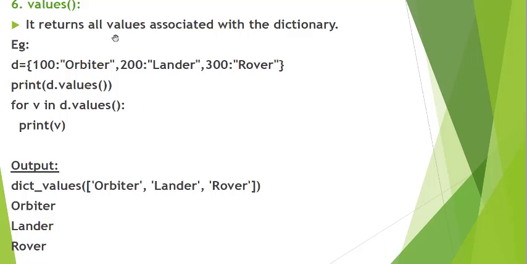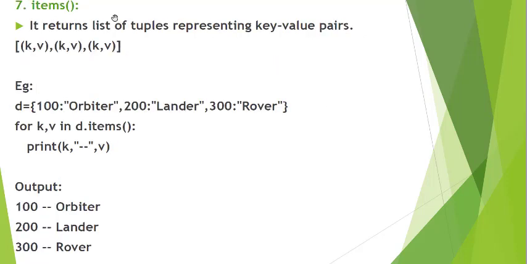Now there's the values function: keys return the keys, values return the values. Like orbiter is a value, lander is a value, rover is a value. Now you say print d dot values, and it will return all the values like orbiter, lander, and rover. Or you can use a for loop to access it.